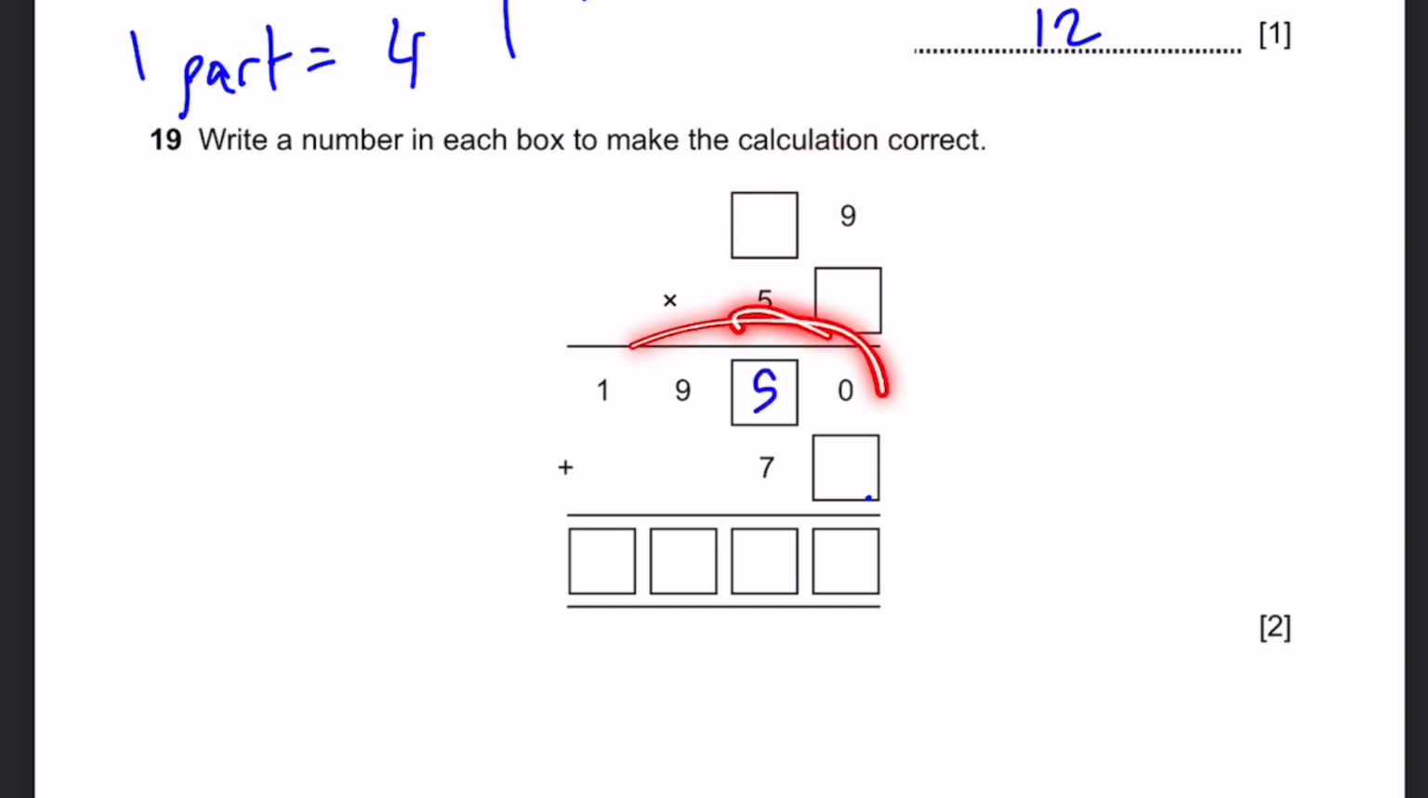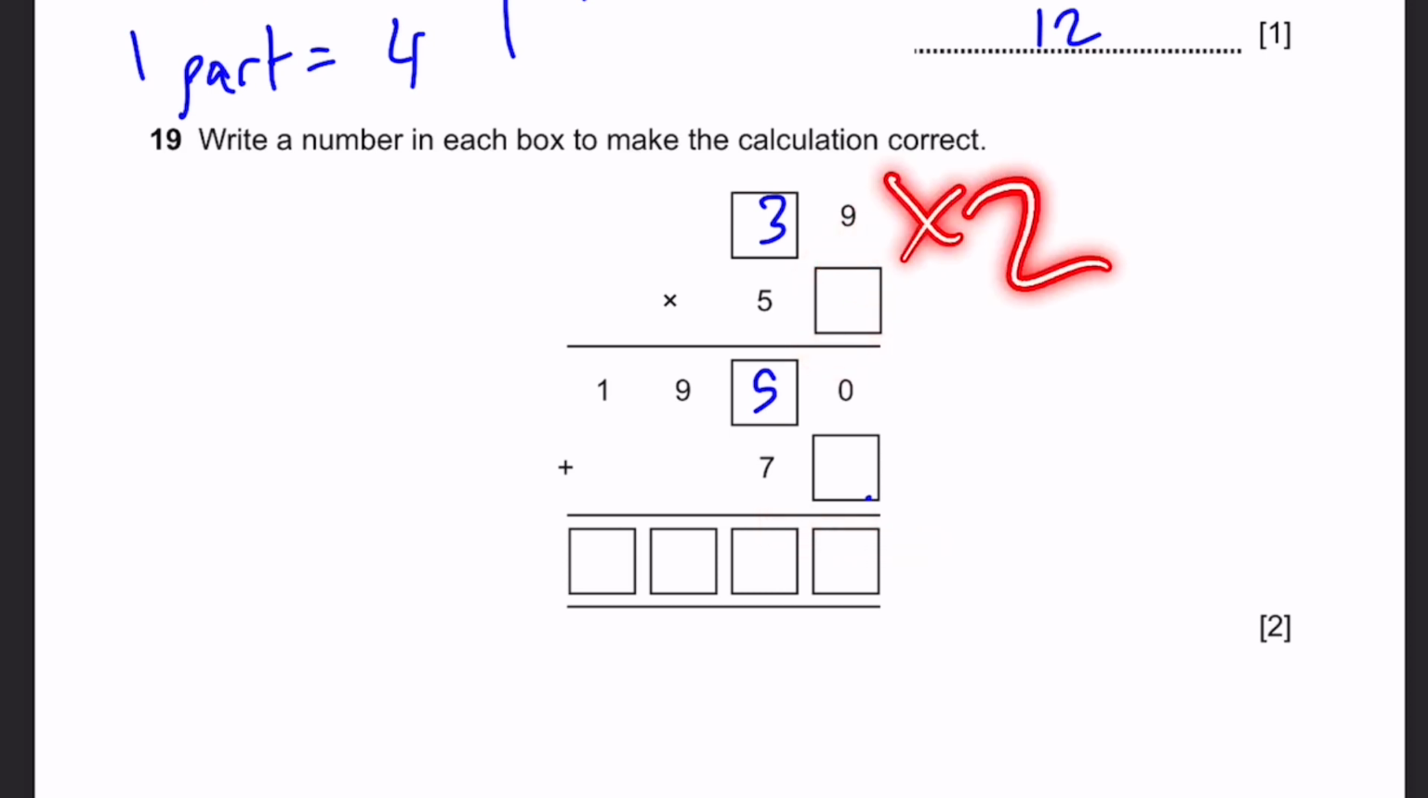Something into 50 is 1950. That something is 39, so the 3 is the digit there. Now 39 into something is equal to 70 something. We can say 39 into 2 is 78. That means we can just do that. So now we just do 1950 plus 78, which is 2028. That's the answer.